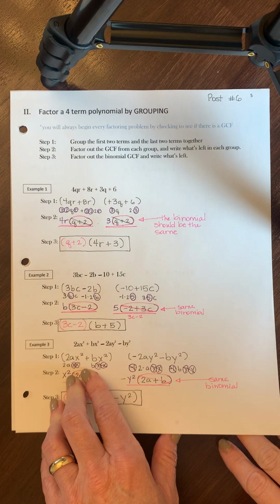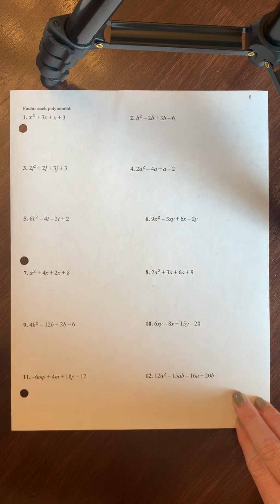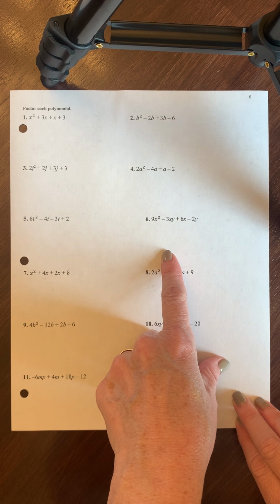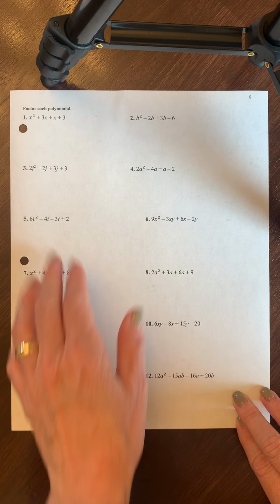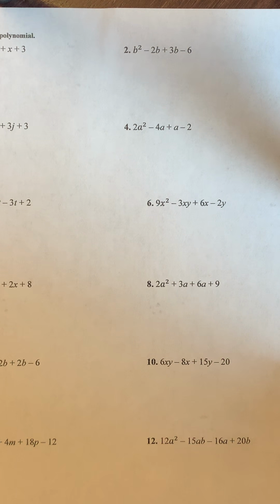Okay, this is going to go over the homework for page number 6, numbers 1 through 6. It's factoring 4 terms by grouping. So let me get this zoomed in.